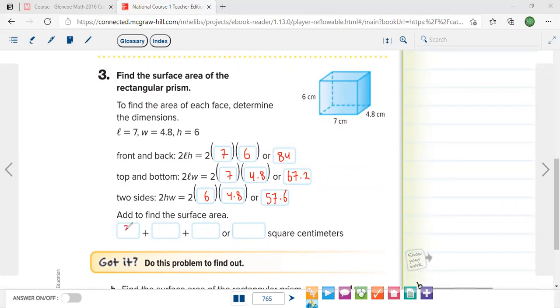Now, this is 84 plus 67.2 plus 57.6. 84 plus 67.2 plus 57.6. This will give you 208.8 square centimeters. Square centimeters, because this is an area.